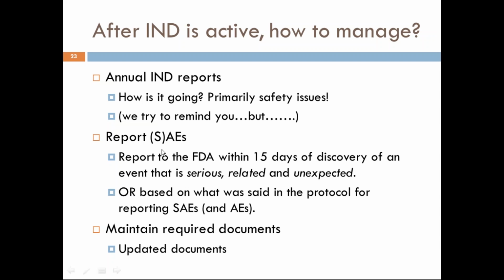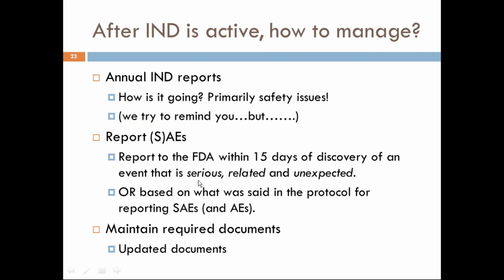Now, you do have to report serious or non-serious adverse events. You always put them in your annual report, but any event that's serious, related, and unexpected, so it needs to hit all those 3, needs to be reported to the FDA within 15 days of discovery. And they actually cracked down on that. We had a protocol where this fell through the cracks, and they were not happy. We fixed it, but they take that very seriously. Or if you have anything else in your protocol that specifies a different rule for SAE or AE reporting, then you need to follow that.